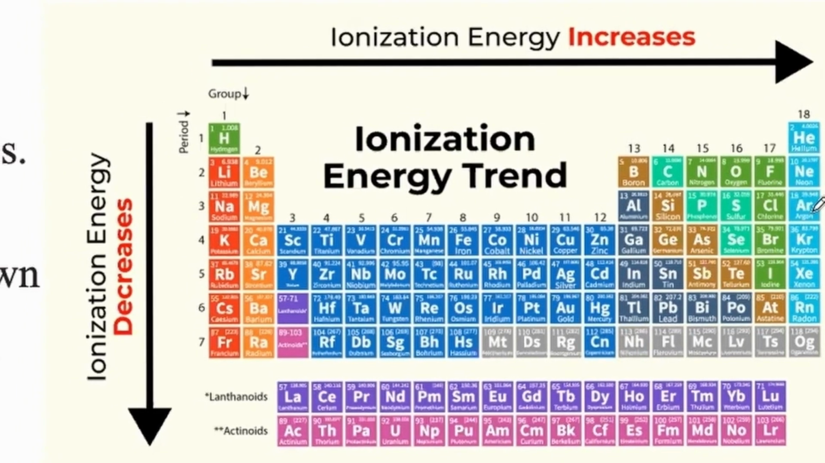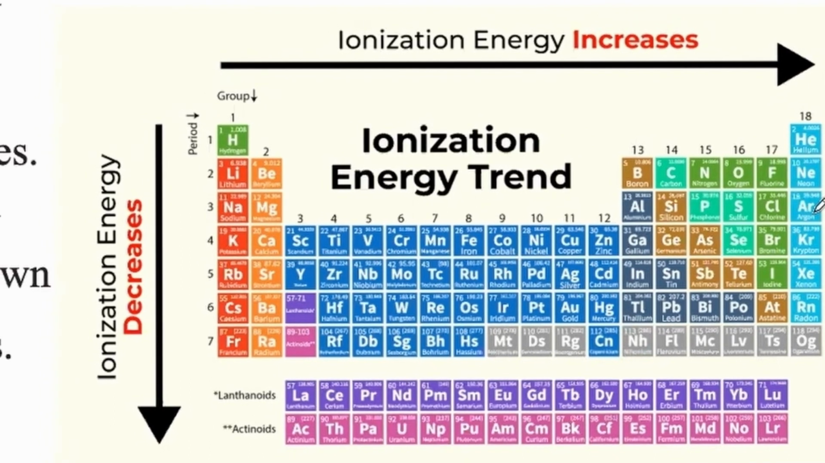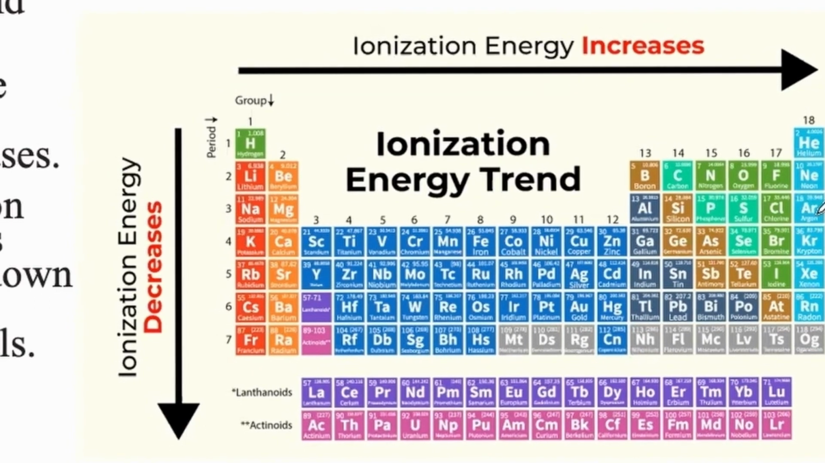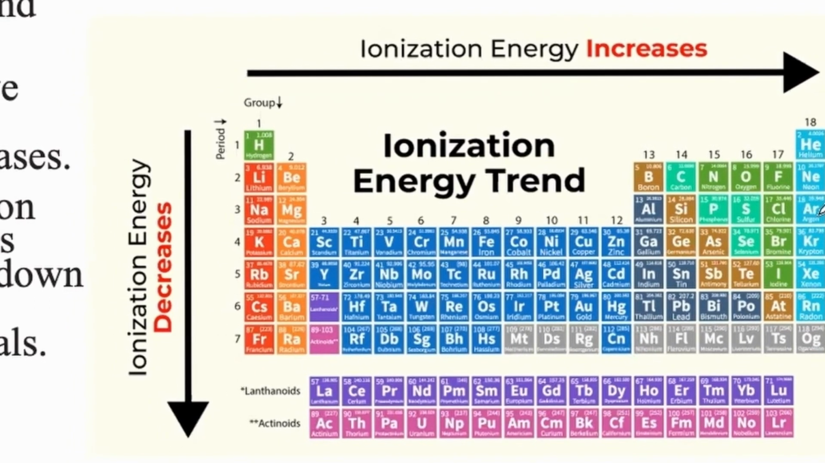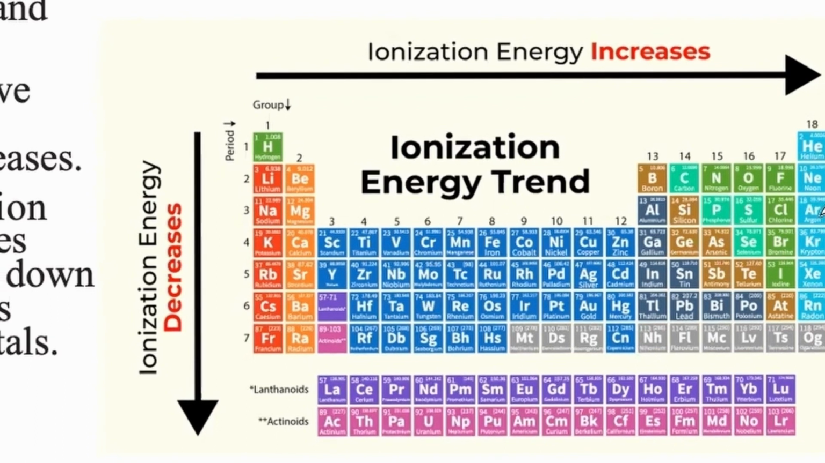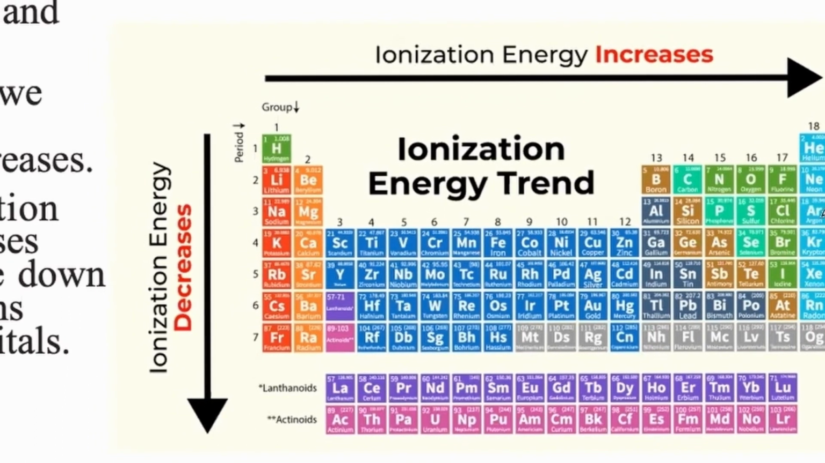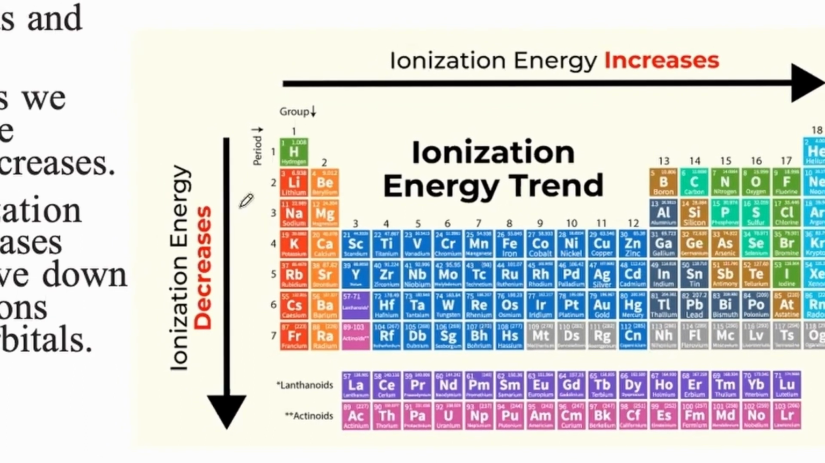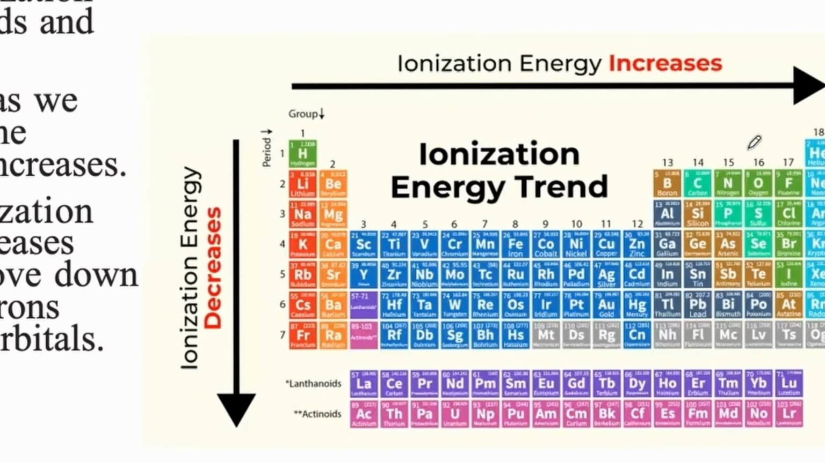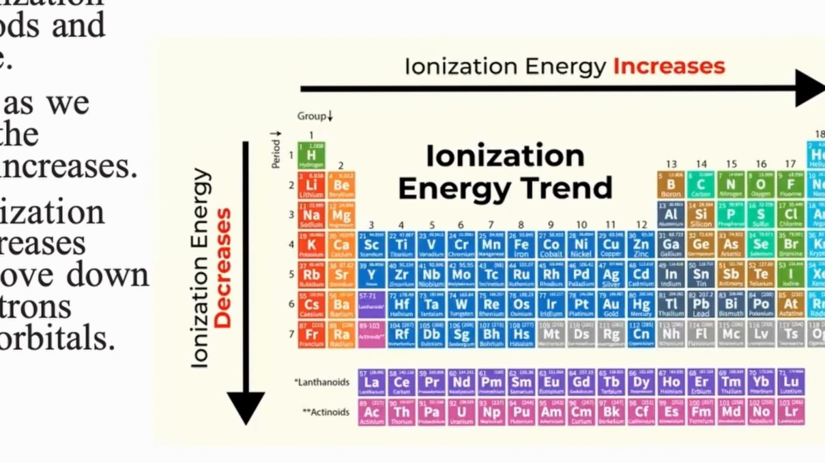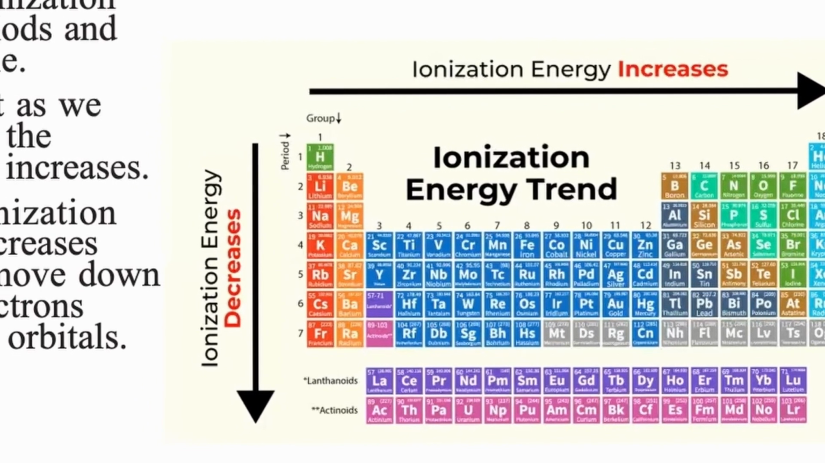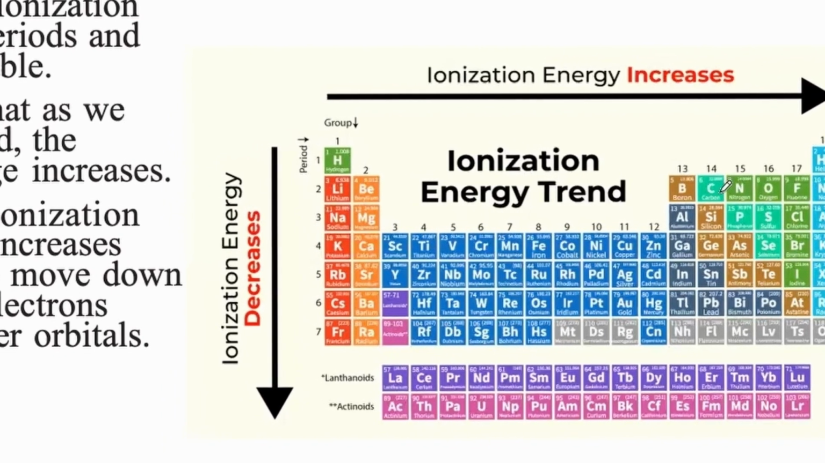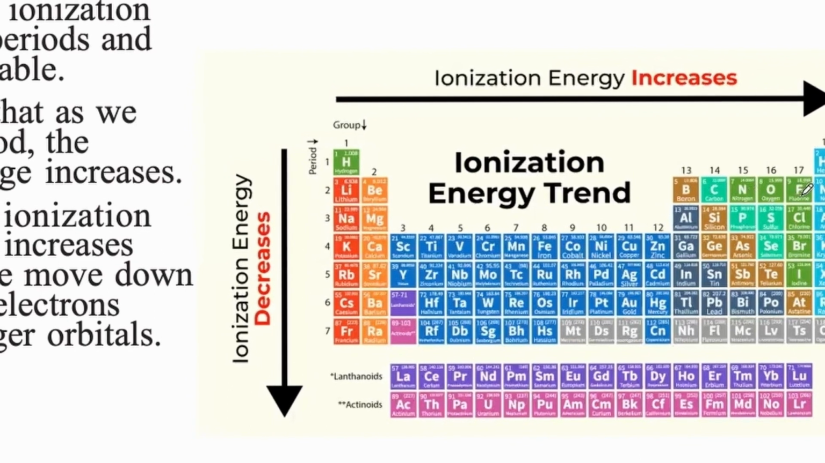As we proceed across the period, the effective nuclear charge increases. Not surprisingly, the ionization energy also generally increases across a period. As we move down a group, the valence electrons occupy larger and larger orbitals. So from hydrogen to helium, we can see on the chart that there is increased ionization energy. From lithium to beryllium, there's increased ionization energy. From boron to carbon to nitrogen to oxygen as well.